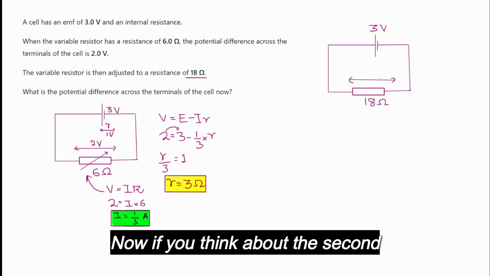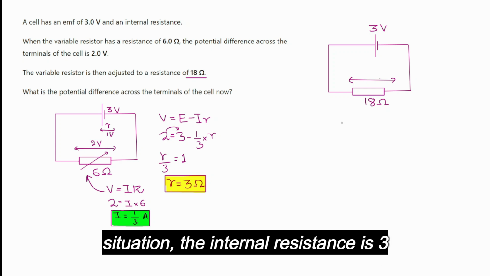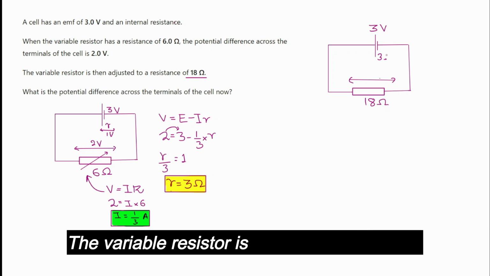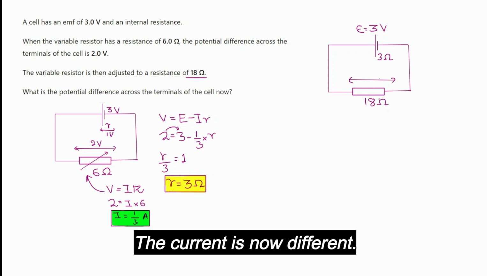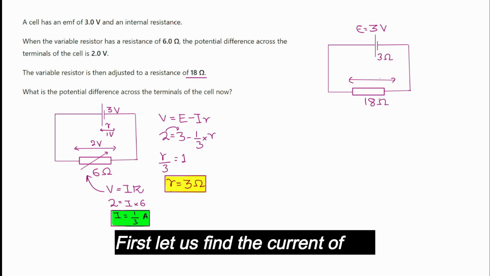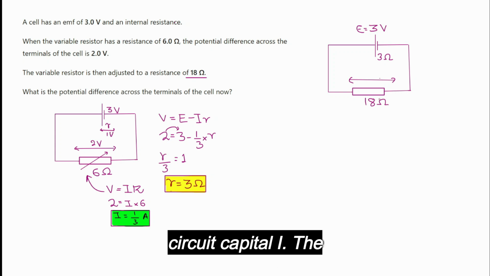Now if you think about the second situation, the internal resistance is 3 ohms, EMF is 3 volts. The variable resistor is adjusted to 18 ohms. The current is now different. So the question is the terminal PD. First, let's find the current of this circuit, capital I.